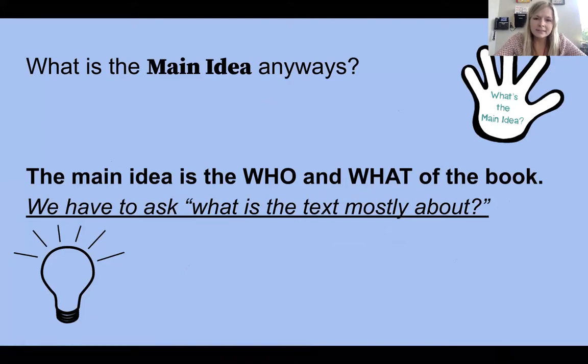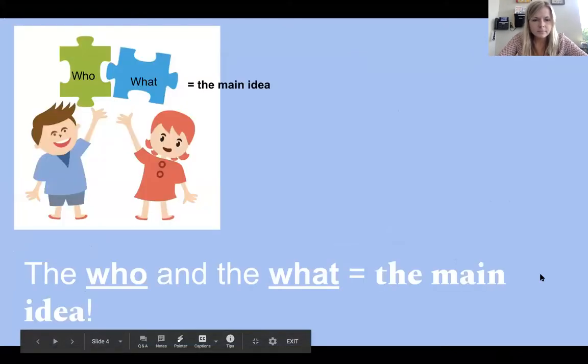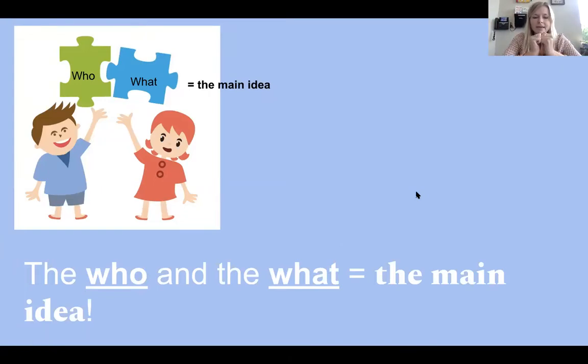The main idea is the who and the what of the book. We have to ask ourselves, what is the text mostly about? And that's the main idea. The who and the what makes up what the text is mostly about. That big idea, the main idea or the big idea. We take the who and we take the what. And again, we get that main idea.